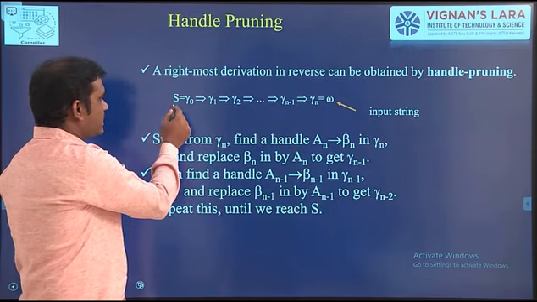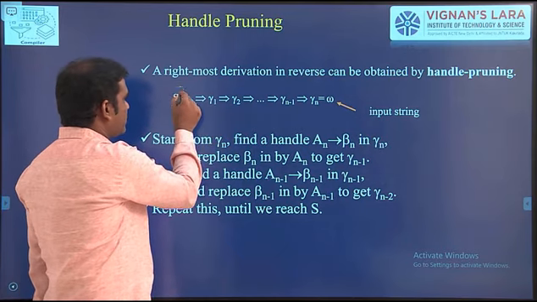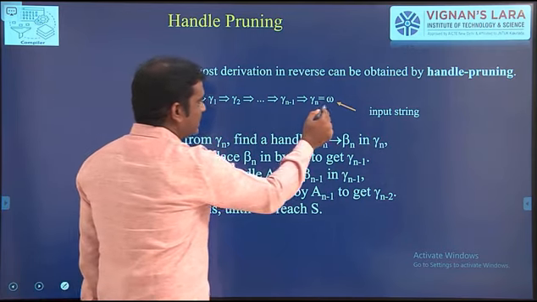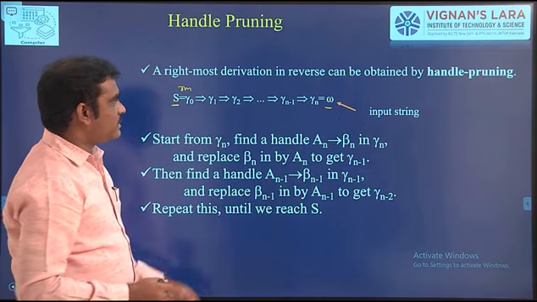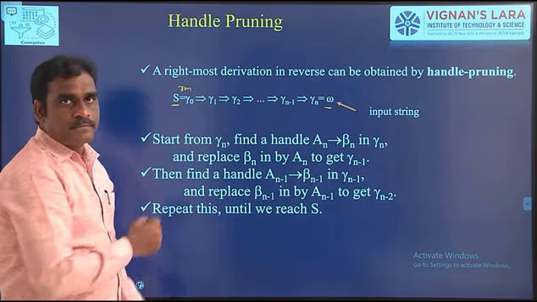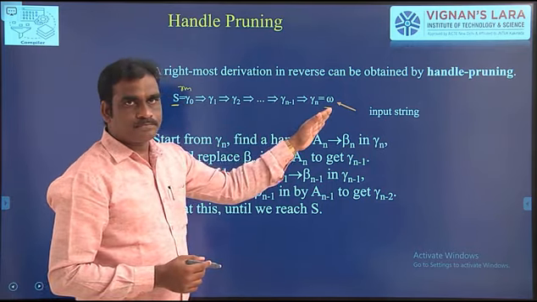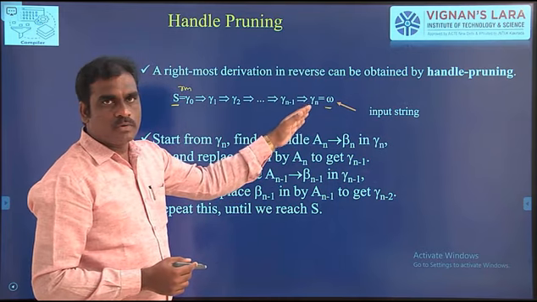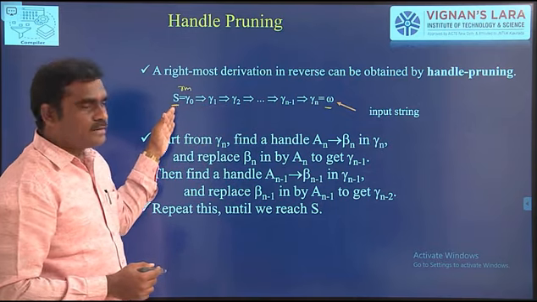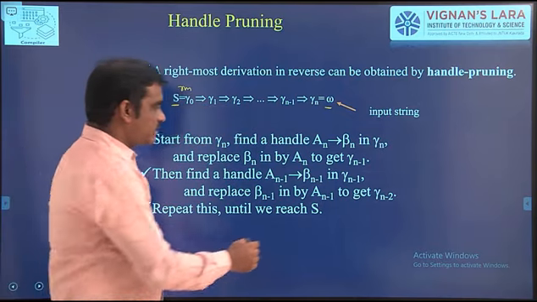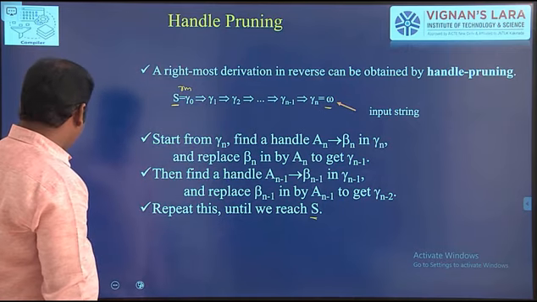See, this is the starting symbol of the grammar. Apply rightmost derivation, and finally derive the input string. This part now is the reverse of rightmost derivation. So start with w. What is the next step? Gamma 1. What is the next step? Gamma n minus 1. Like that, up to deriving the starting symbol of the grammar. So that is handle and handle pruning. We will see one example.